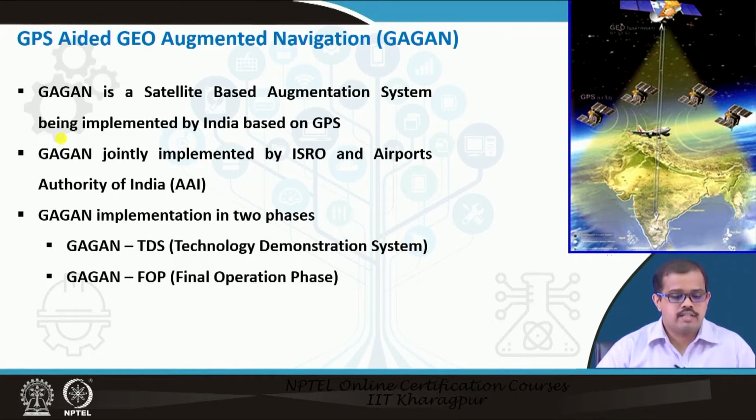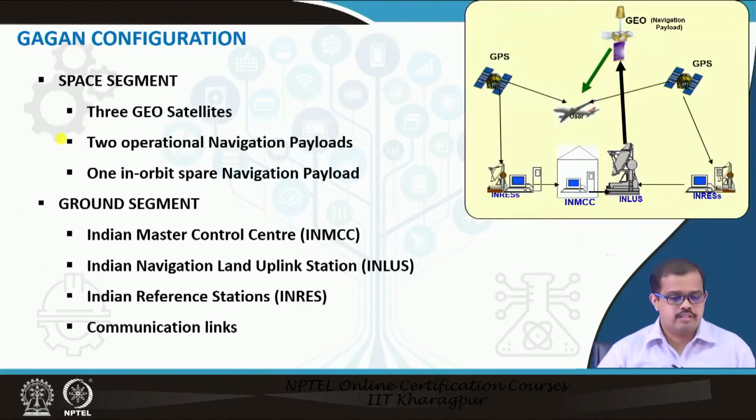GAGAN implementation has been planned in 2 phases: GAGAN TDS, the technology demonstration system, and GAGAN FOP, the final operation phase. As per the plan, this has been successfully integrated into the system. Now GAGAN also has different segments. The first one is the space segment. This has 3 geo satellites, with 2 operational navigational payloads and 1 in-orbit spare navigational payload. So 2 satellites are used for the navigational payload.